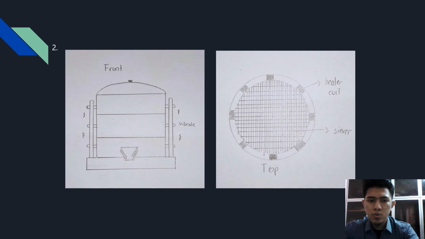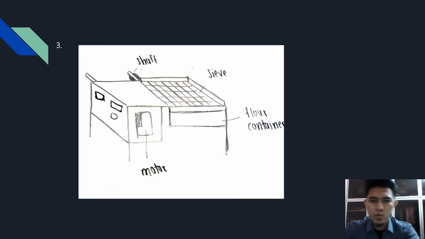Next is the second design. This is the view of the machine. The machine comes with the heater coil and the vibrating swivel as the mechanism. And then the third one. This is the view of the third design. The third design uses a shaft and also a vibrating sieve with a motor to run the machine.